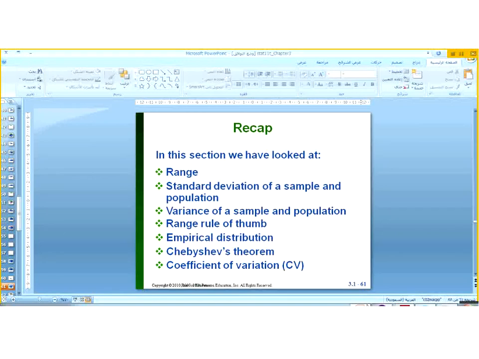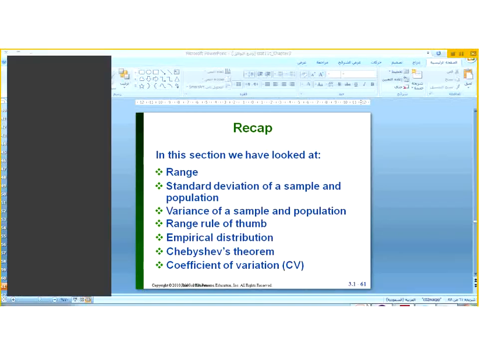Let's recap here. What is the range? Anyone? Bravo Layla, maximum minus the minimum. Bravo Fatima. What is the standard deviation? S for a sample and sigma for a population. The variance is S squared for the sample and sigma squared for the population.